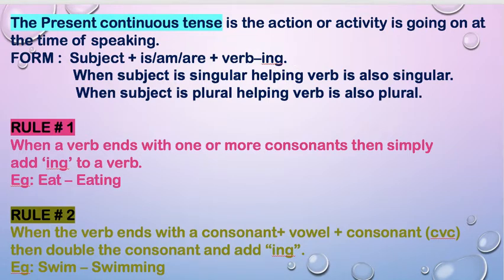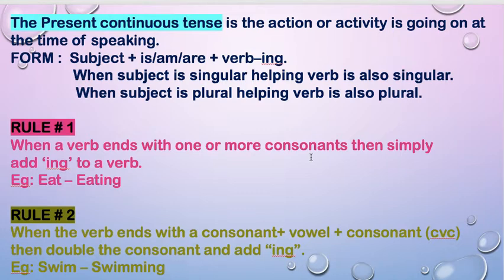Okay, when subject is singular, helping verb is also singular. When subject is plural, helping verb is also plural. Got it, students? Now we will see certain rules which we will be following when we are adding ing to the verb, base form of the verb. Okay, now rule number 1. When a verb ends with one or more consonants, then simply add ing to a verb. Okay, when a verb which ends with one or more consonants.